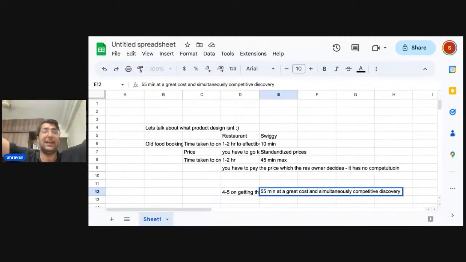Yahan tak sab log mere sath clear hai? This is what you call first principle thinking. What is the underlying principle or intrinsic motivation of the customer to repeat that experience?